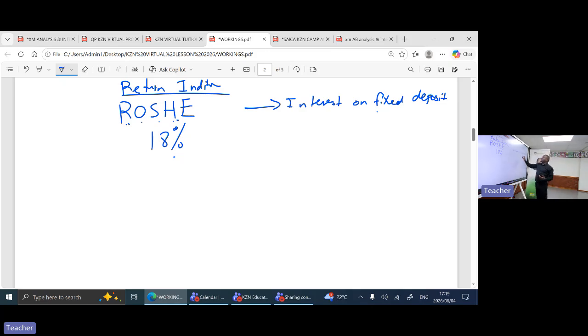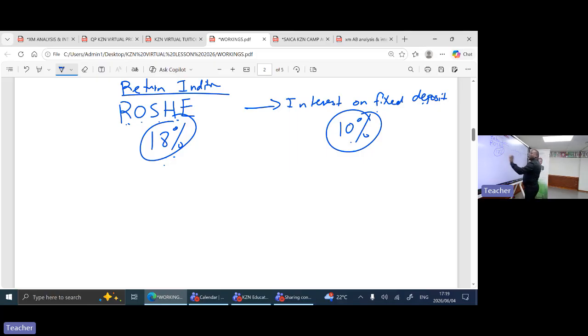Now, if it's 18% and you find out the interest on fixed deposit is 10%, this means it's better to invest in this business. Shareholders here are going to be satisfied. Why? Because the business is giving a return of 18%. But if they decided to invest in a fixed deposit, the bank was going to give them 10%. I'm not sure if you understand what I'm saying here.